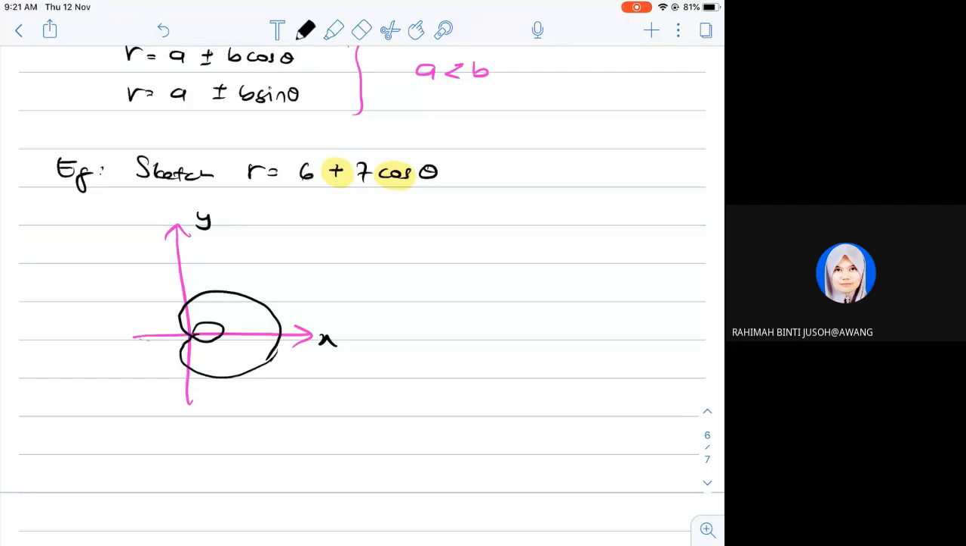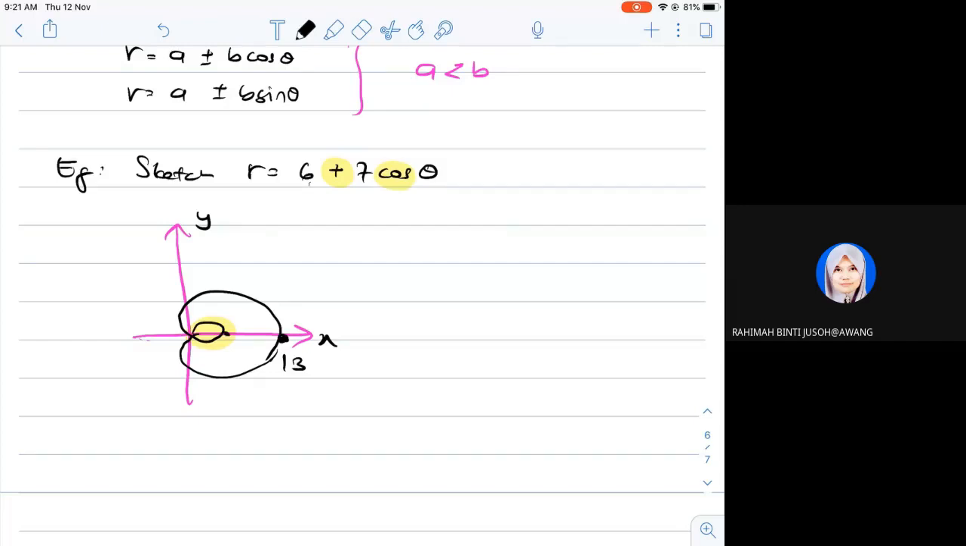Okay. Dia ada inner loop. This loop, inner loop. Okay, kenapa dia ada inner loop? Why do we have inner loop here? Okay, logically, of course, you know already 6 plus 7, so the value here should be 13. Okay, 6 plus 7 is 13.